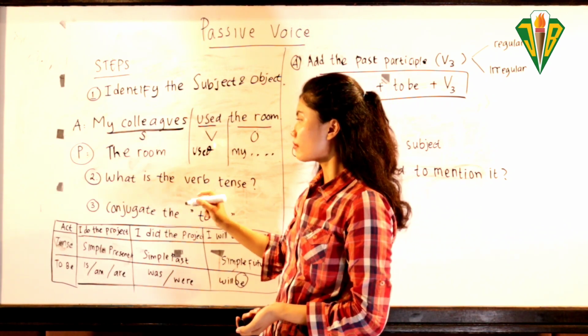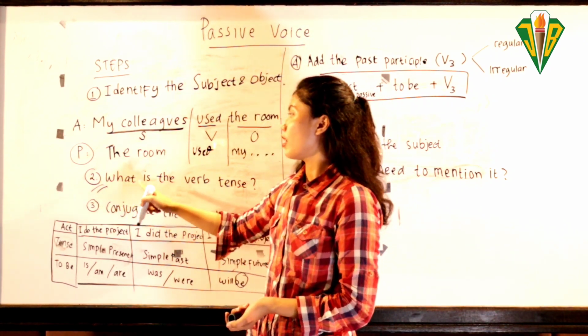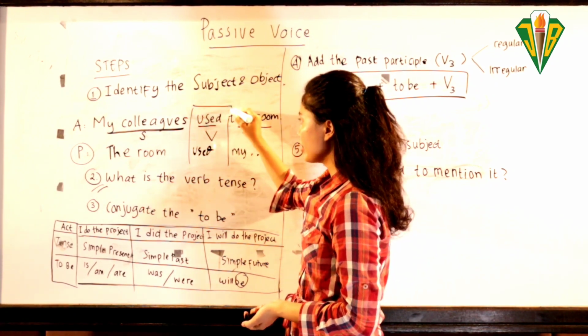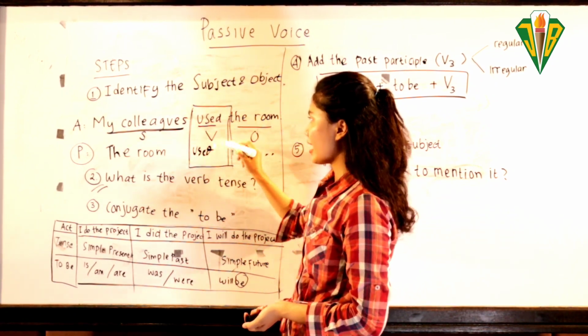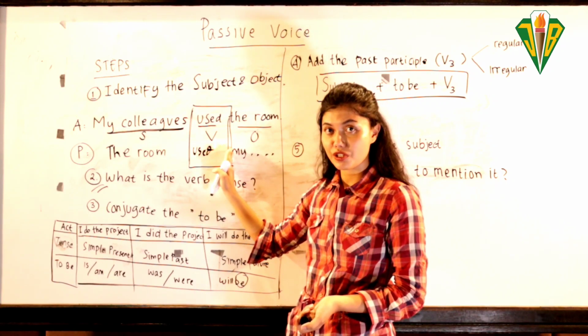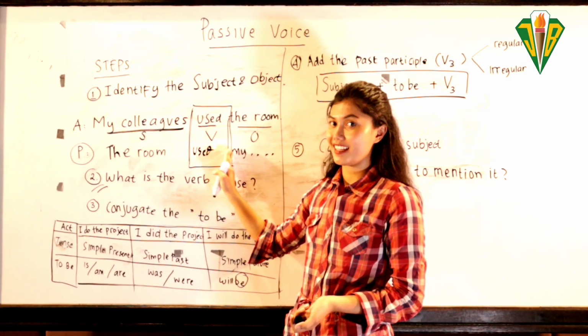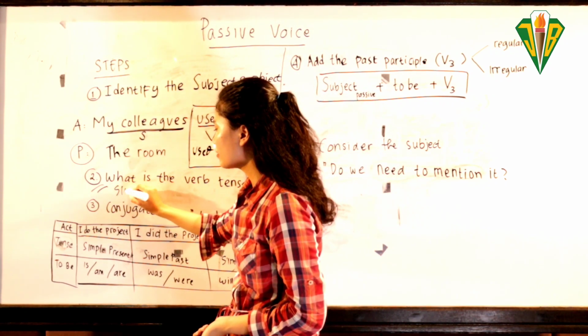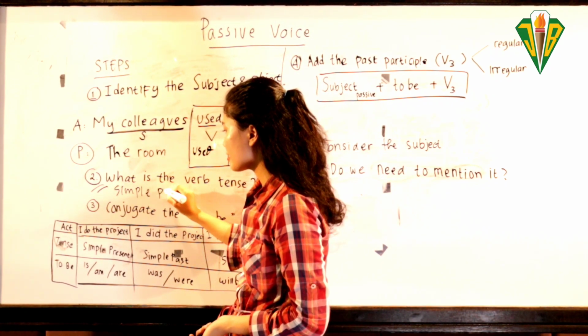Okay. The second step: what is the verb tense? That's why we need to look at this. Highlight this point. Used is the past tense. Okay, so this one is the simple past.